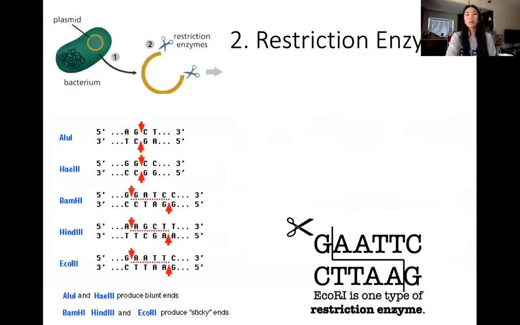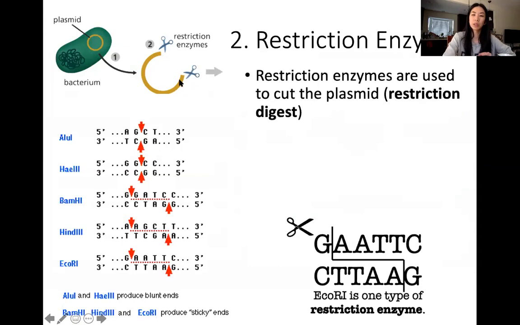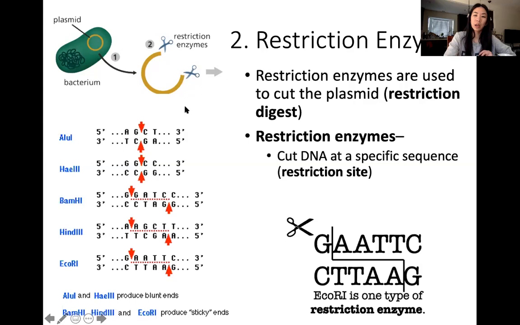All right, moving on. Step 2 is the idea of cutting open these plasmids with something called a restriction enzyme. So restriction enzymes are enzymes that cut a plasmid at a specific sequence. We call this a restriction digest. They cut DNA at a very specific sequence called a recognition site or a restriction site, or we also call it a cleavage site. Cleavage, remember, means cut.